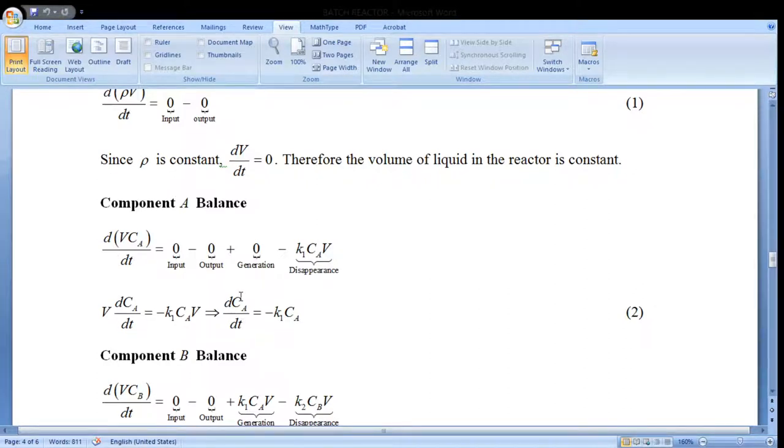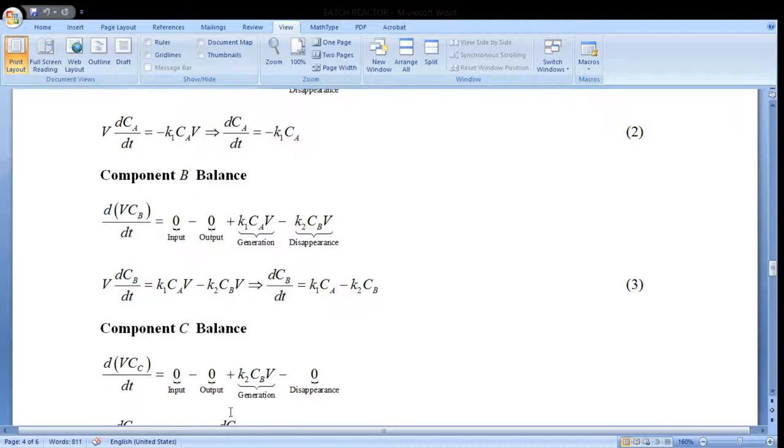So from here we will get dCA upon dt is minus K1 CA. Same thing, we can write the component balance of B. B is not being input, not output. It is being generated by the first reaction, K1 CA into B, but it is being consumed by the second reaction, that is the byproduct, K2 CB. And for that, for the constant volume case, we can write dCB upon dt equal to K1 CA minus K2 CB.